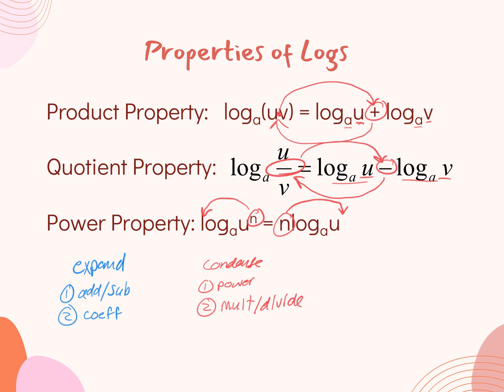Let's say I have a coefficient in front, and the entire expression has parentheses around it. Then you would have to do whatever's on the inside of that first before you do the coefficient. But just in general, if you see multiple logs, this is how you would condense it: do the powers first, and then any multiplication and division. And if you're trying to expand it, then I would first do any addition and subtraction, and then turn the powers into coefficients.